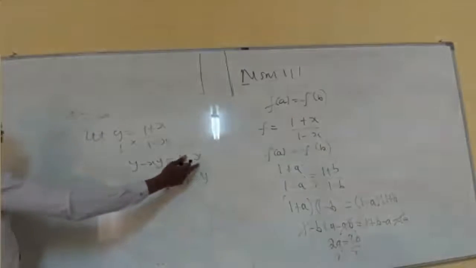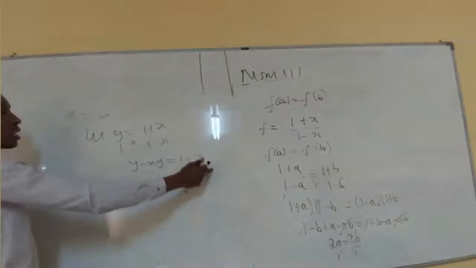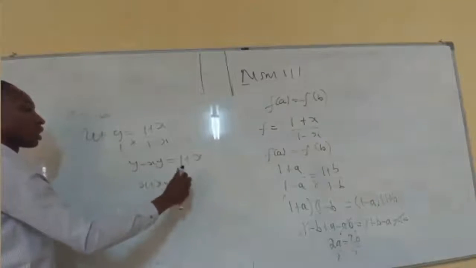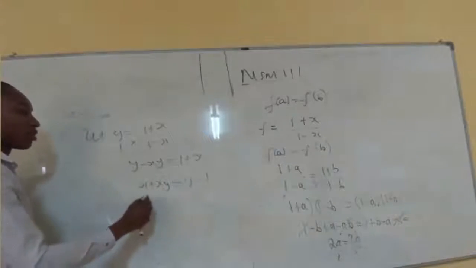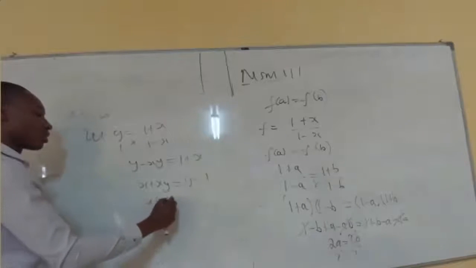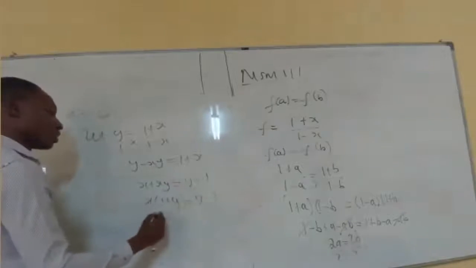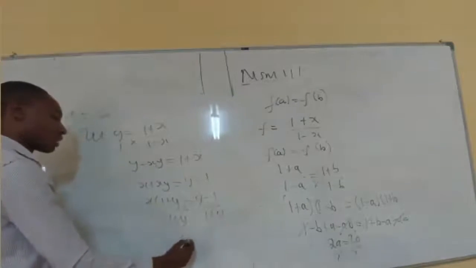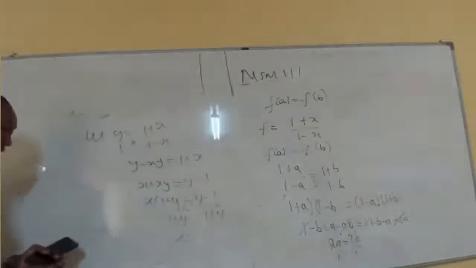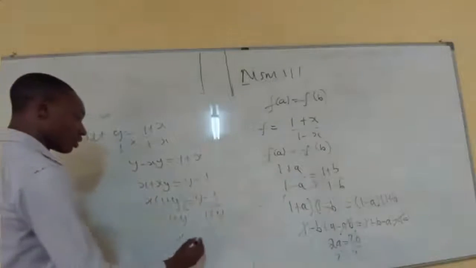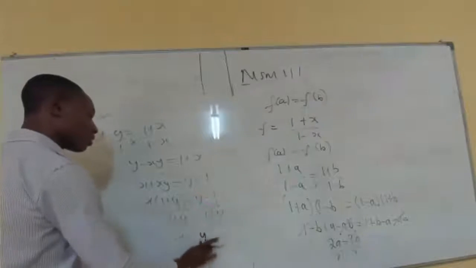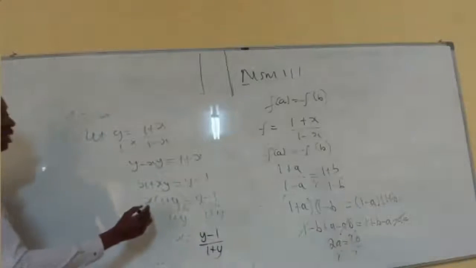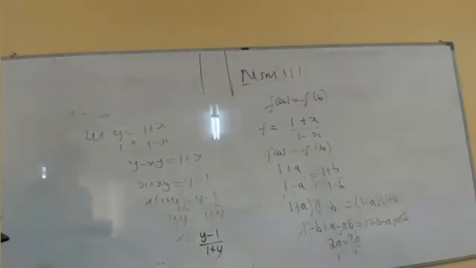Okay, it's like this, and this has gone to the other side, then the one has followed, so it's actually y minus 1. Then we have the common factor x, so x times (1 plus y) is equal to y minus 1, over 1 plus y. So what is x? x ends up being (y minus 1) over (1 plus y). So this is the inverse.